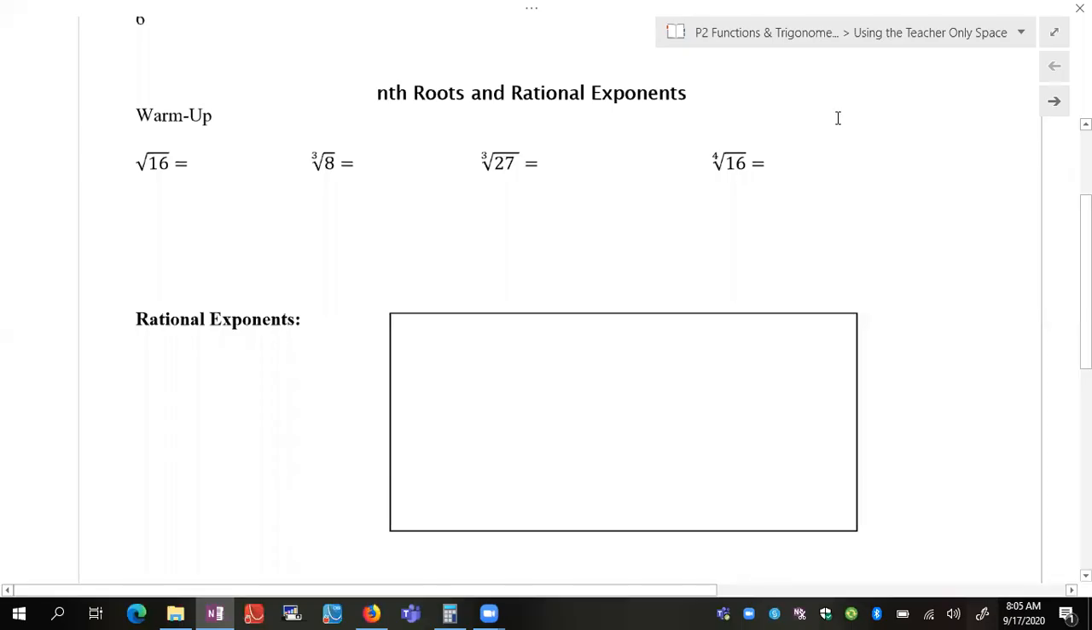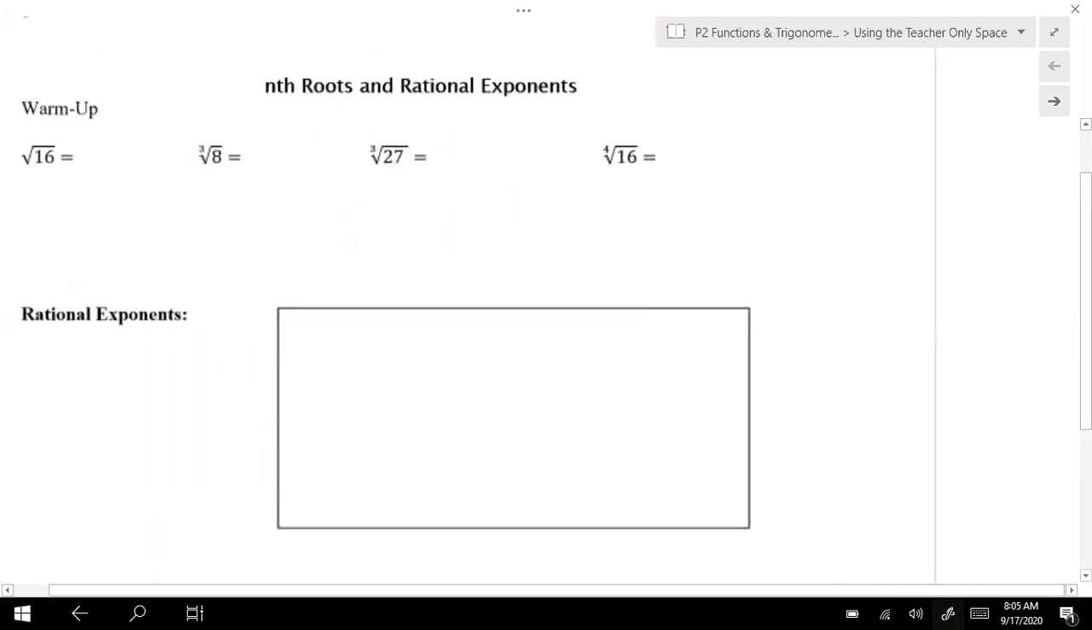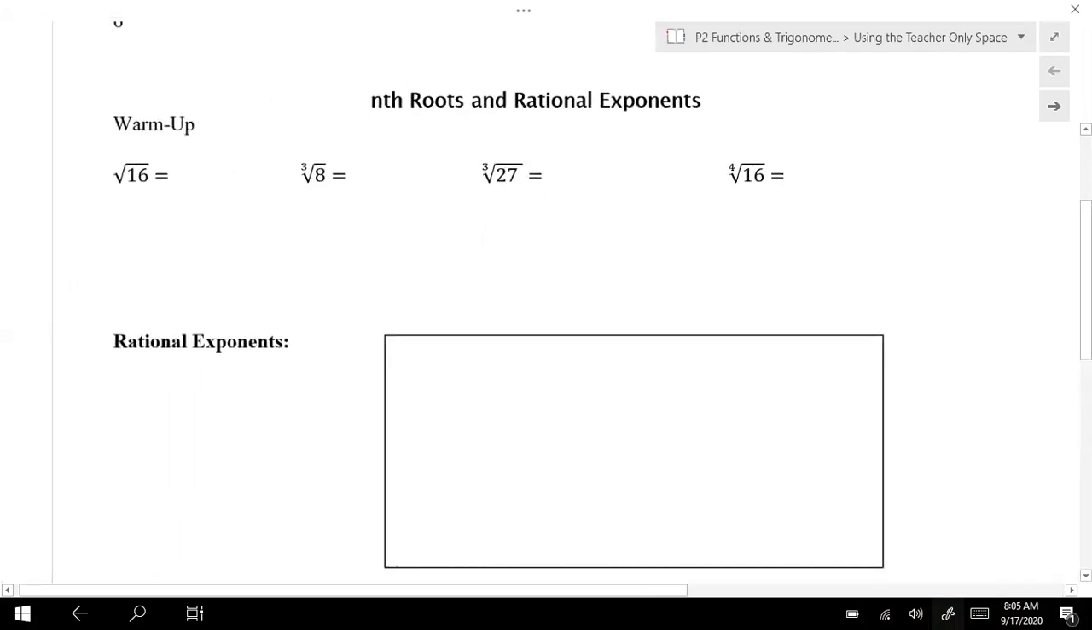All right, guys, in this video, we are going to talk about, before we can really get into it, let's just practice a few things. So the first part of this warm-up here is simplifying radicals.